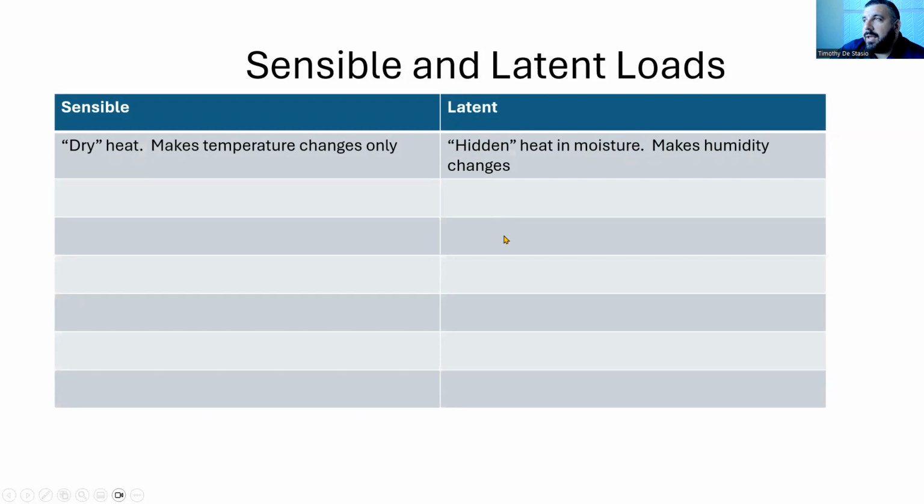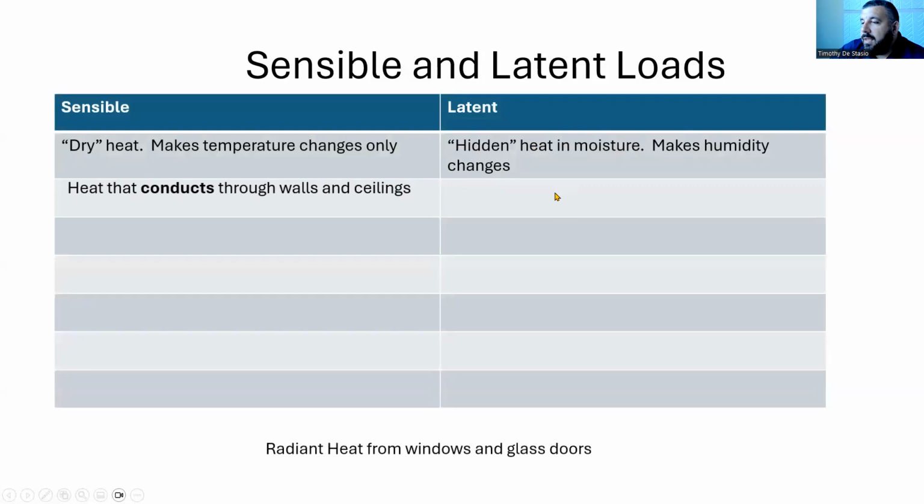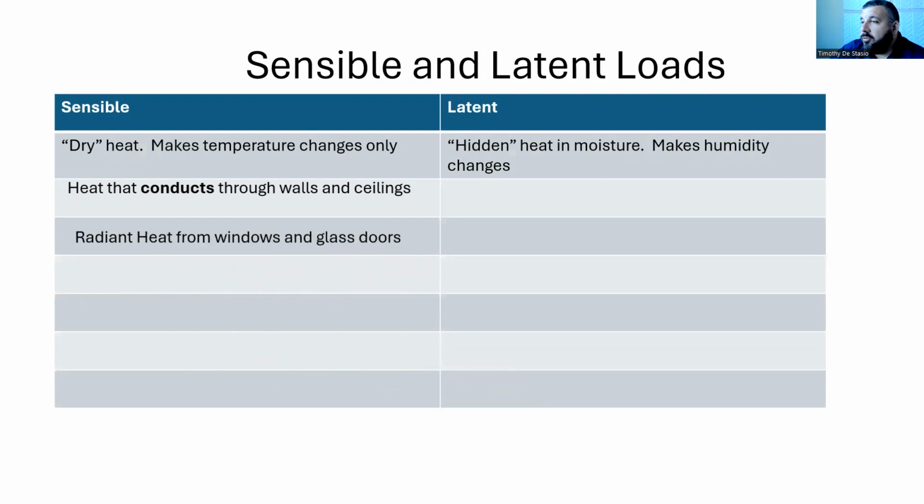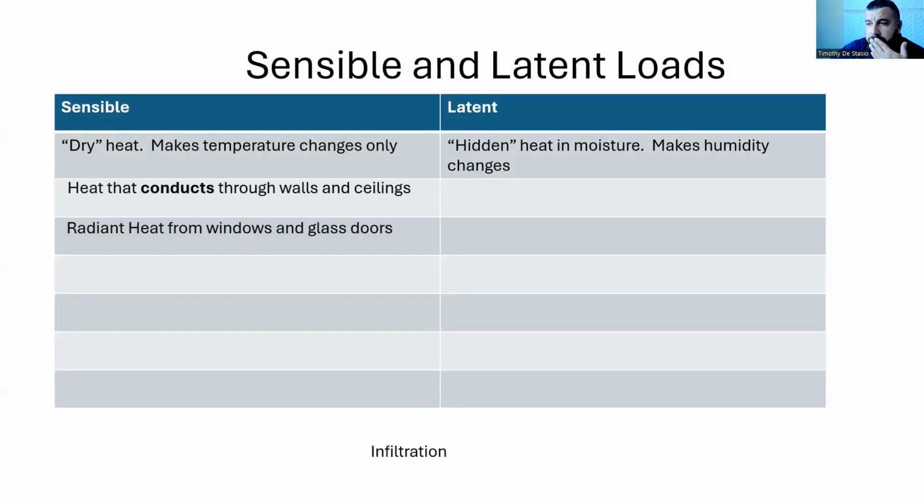So let's do a little quick exercise and see if we can figure out what kind of loads go in which column. So heat that conducts through walls and ceilings, would that be sensible or latent? What do you think? Well, it would be a sensible load. Radiant heat from windows and glass doors, sensible or latent? That would be radiant heat. Both of these are just conducting dry heat. There's no moisture involved.